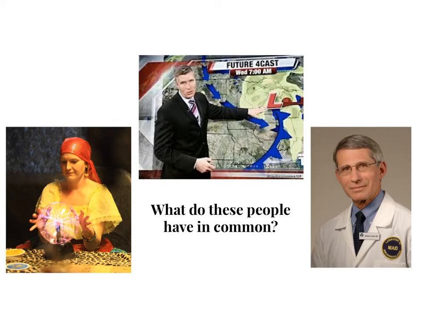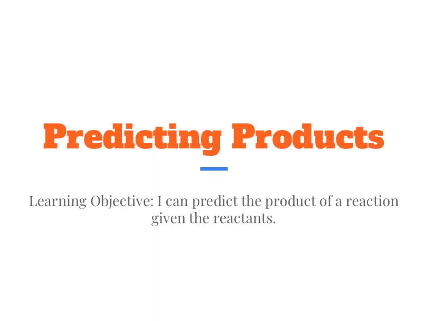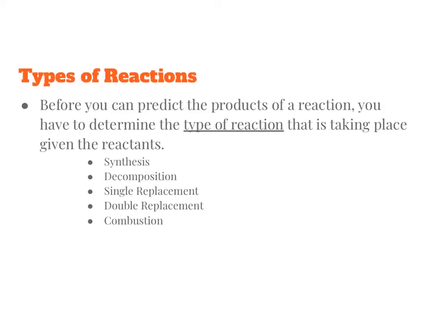For today's lesson, you will be doing some predictions of your own. These are going to be based on the types of reactions we recently learned about. Okay, so our learning objective today is: I can predict the product of a reaction given the reactants.